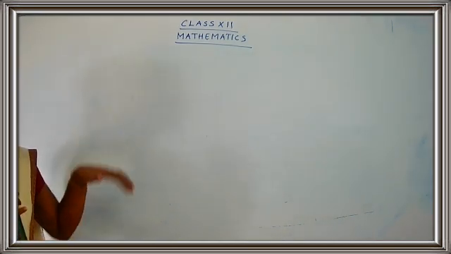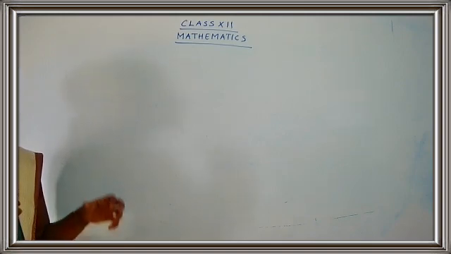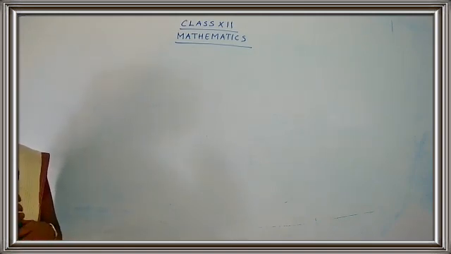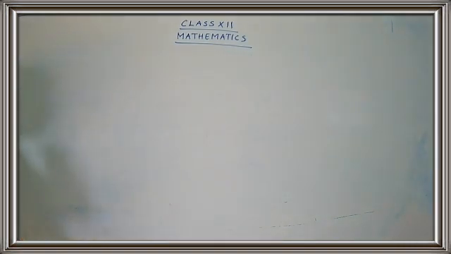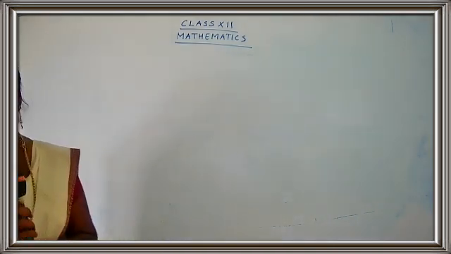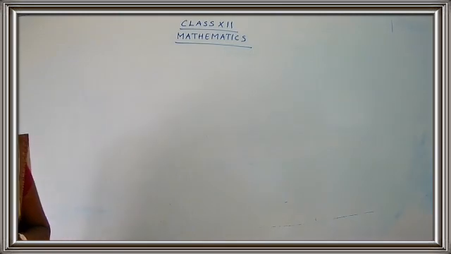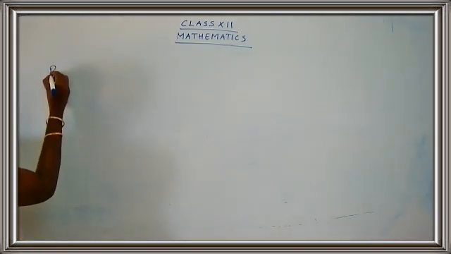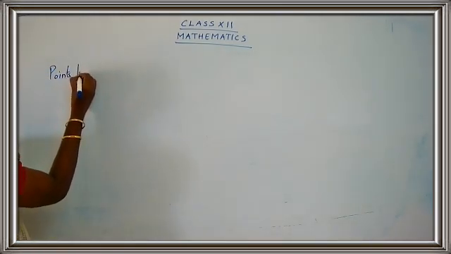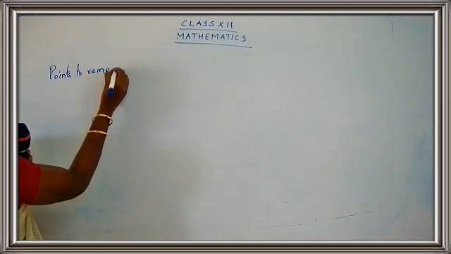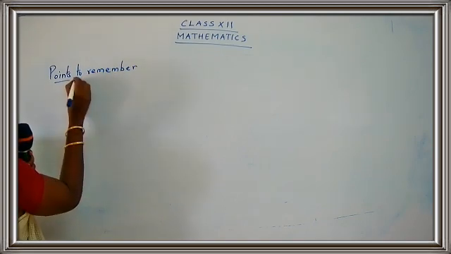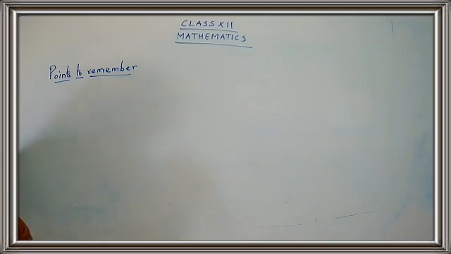So we have to take down some of the points which will be useful for us to apply in the exercise. It will be easy for doing the sums. Get ready with your classwork, children. Take down your classwork. Write down today's date. Give the heading points to remember. So before we start with a new exercise, let's write some of the points related to that exercise.